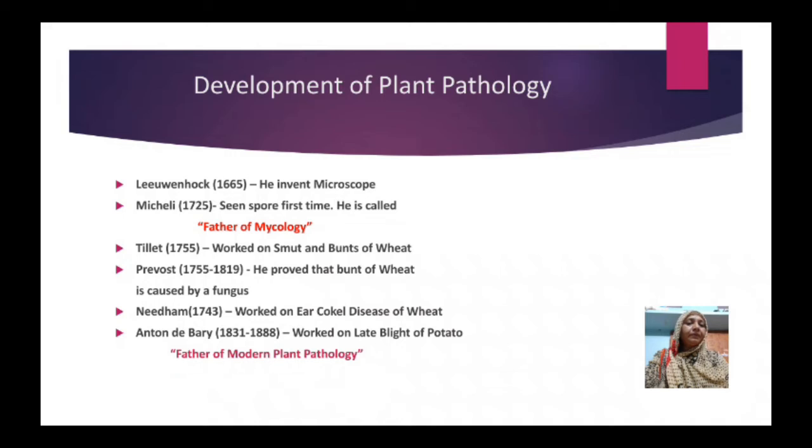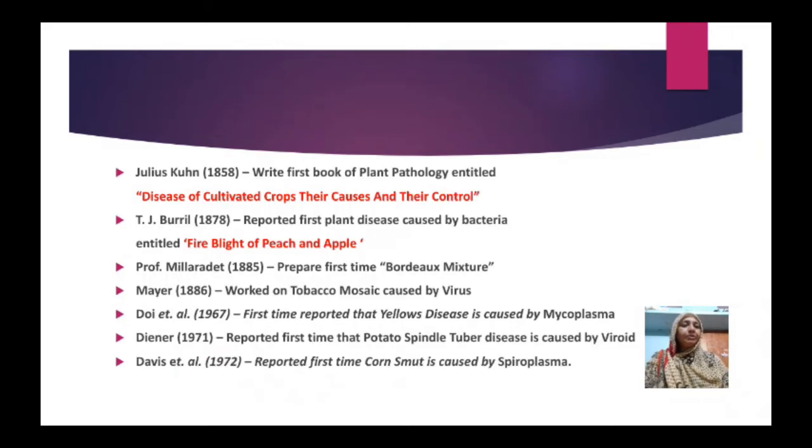In 1755, for the first time, Tillet worked on the smut and bunt diseases of wheat. Prevost worked on the bunt disease of wheat, which is caused by a fungus. Needham in 1743 worked on the ear cockle disease of wheat, and Tondivari worked on the late blight of potato. He is also known as the father of modern plant pathology.